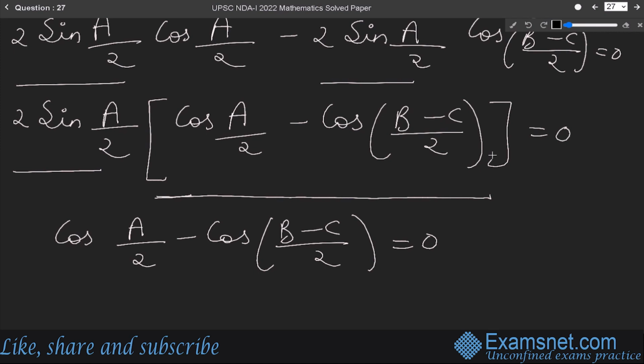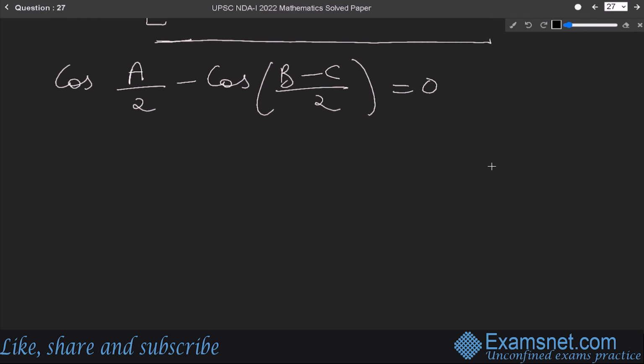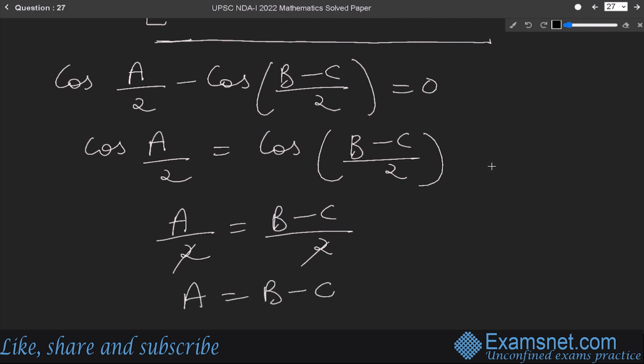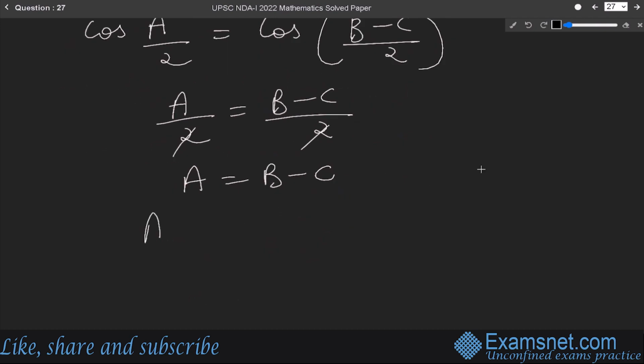Now further solving it, cos(A/2) is equal to cos((B-C)/2). Now cos and cos will be cancelled. So A/2 is equal to (B-C)/2. Again 2 and 2 will be cancelled. So A is equal to B minus C, or A plus C is equal to B. So we have got the value of B, which is A plus C.